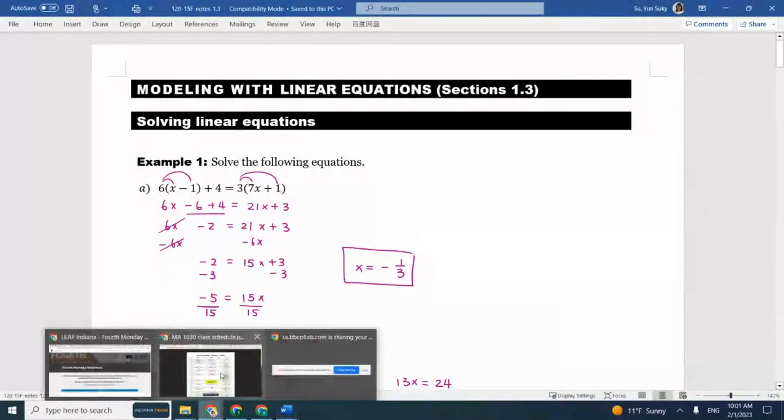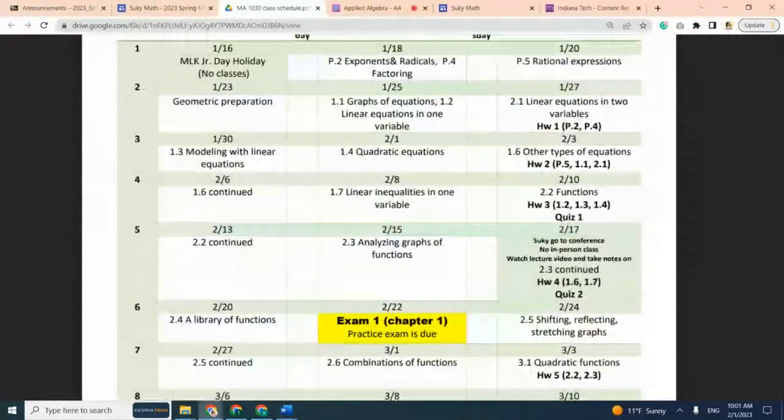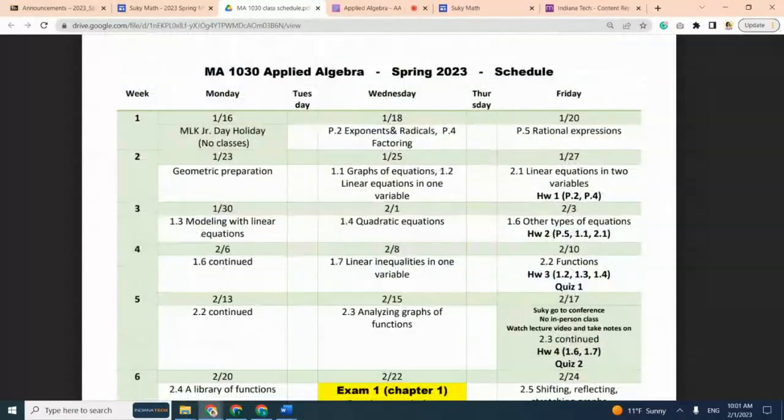All right, hi everyone. Today is February 1st. So today we will finish 1.3 and start 1.4. Your homework 2 about P.5, 1.1, and 2.1 is due this Friday.